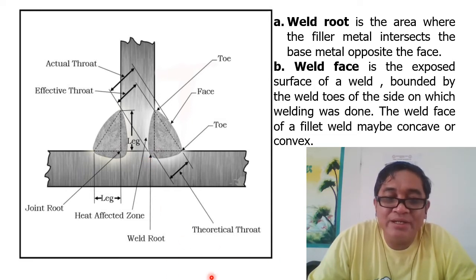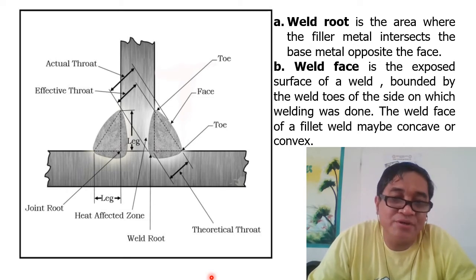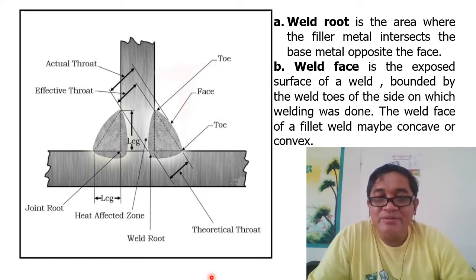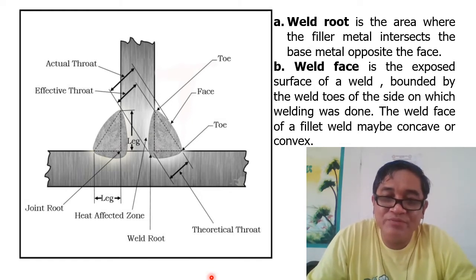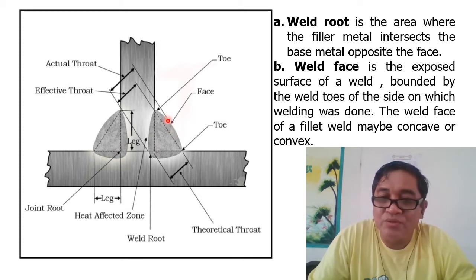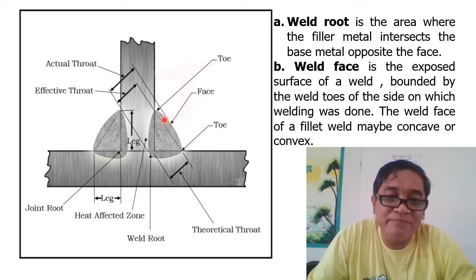Another is the weld face. Weld face is the exposed surface of a weld, bounded by the weld toes of the side in which welding was done. So the weld face of a fillet weld may be concave or convex. So this area is the weld face. So take note, it could be concave, just like a cave, and convex.